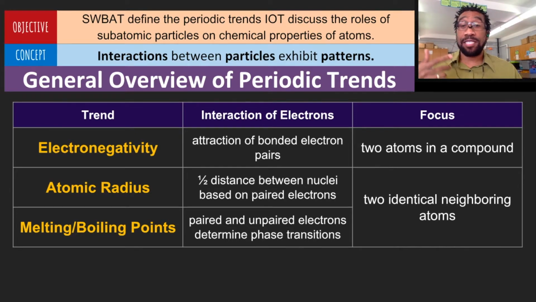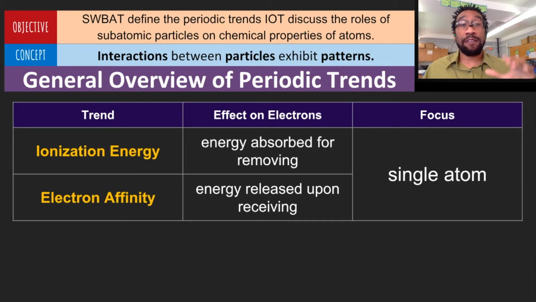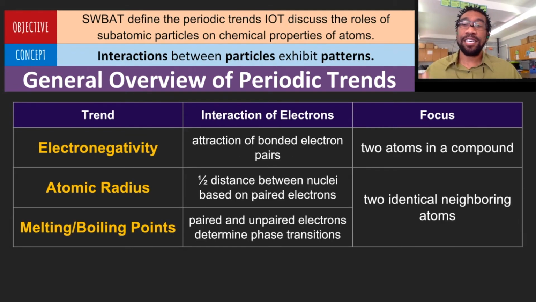All right, so that's it. I've just given you the keys to understanding the periodic trends, beginning with the two driving forces, effective nuclear charge and electron shielding, that are responsible for causing or influencing many of these periodic trends. Then I gave you the two periodic trends that focus specifically on a single atom, which are ionization energy and electron affinity. And then finally, electronegativity, atomic radius, melting and boiling points. All three of those focus on two atoms being combined and the sharing of electrons, or the distribution of electrons. So I hope this gave you a very quick and simplistic overview.